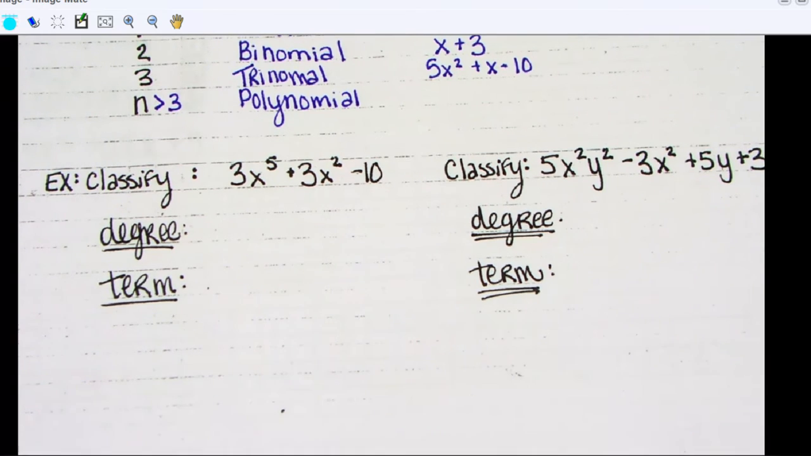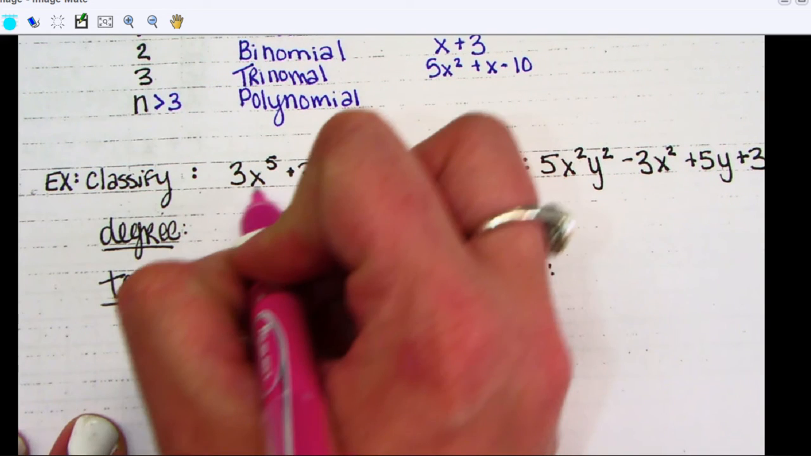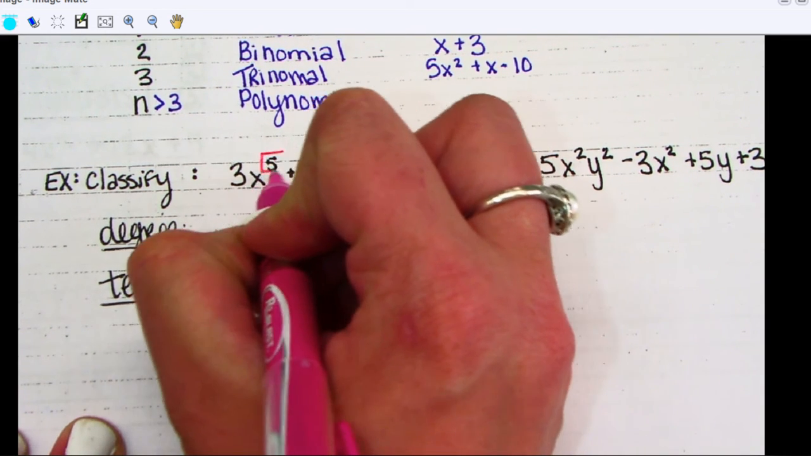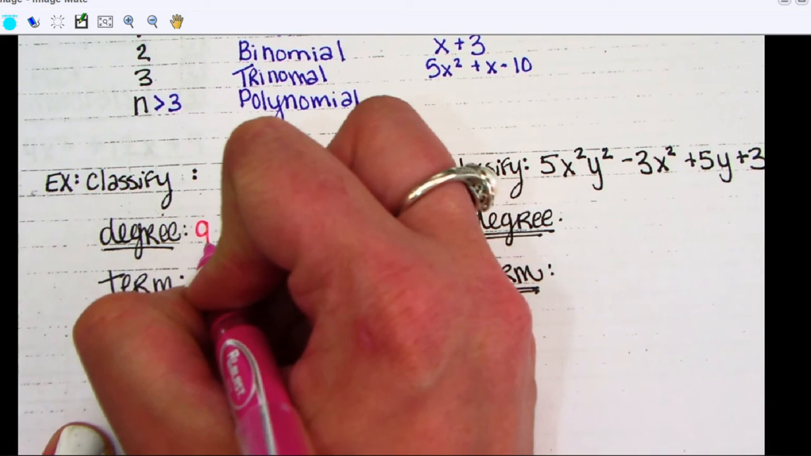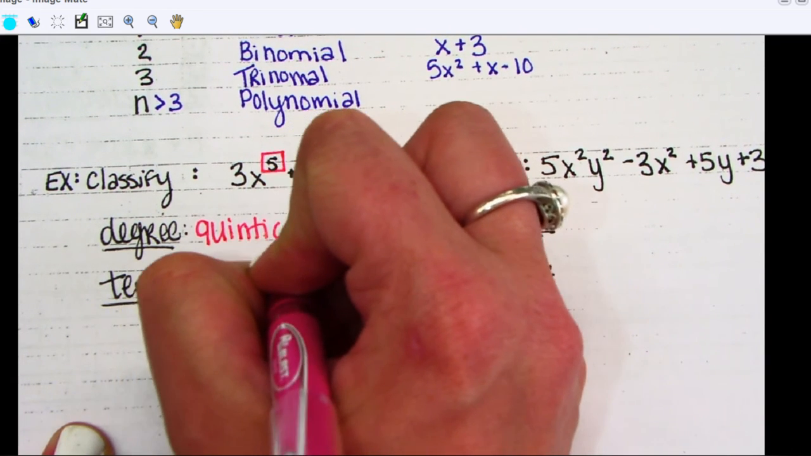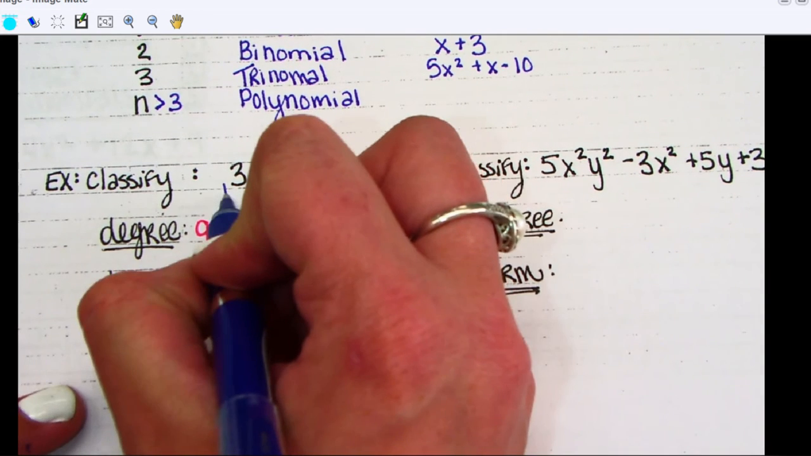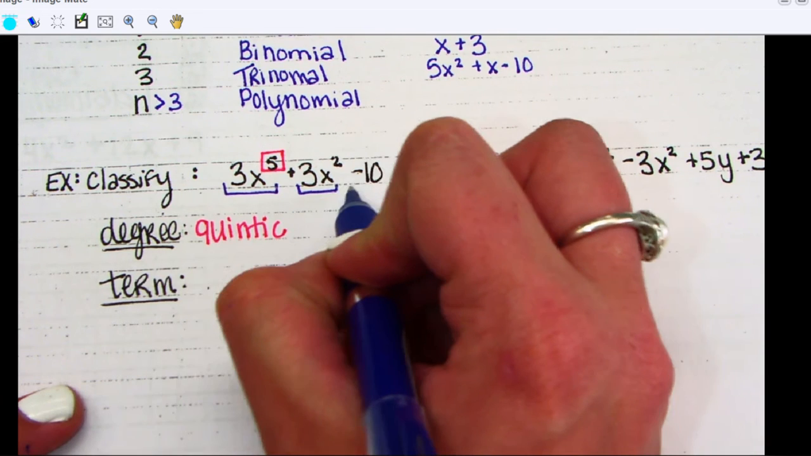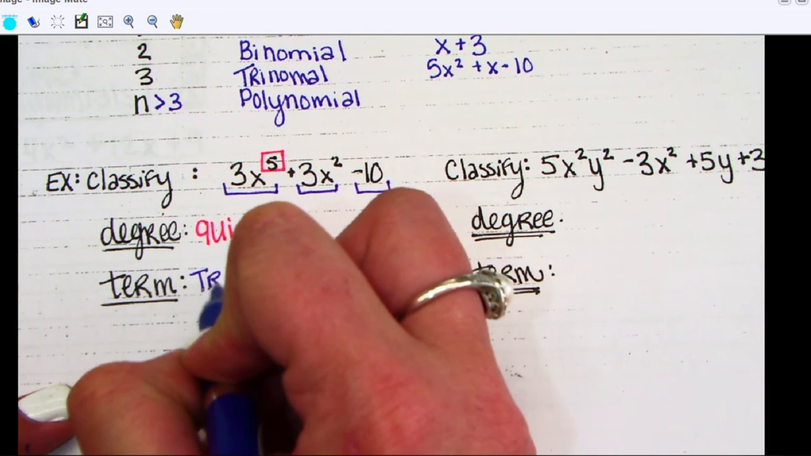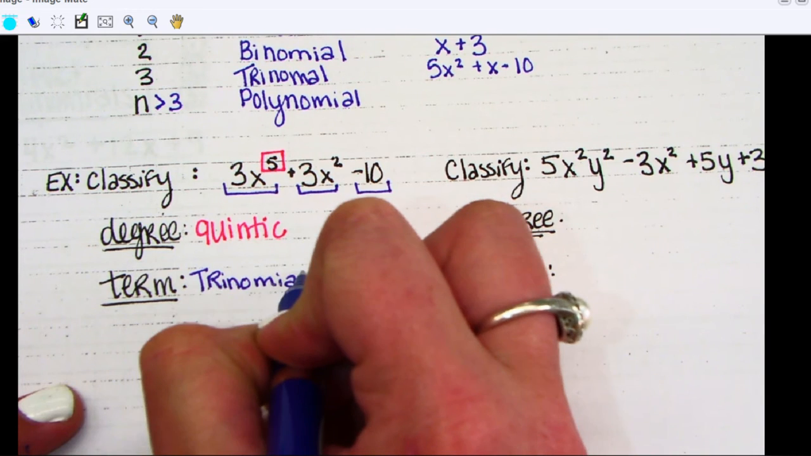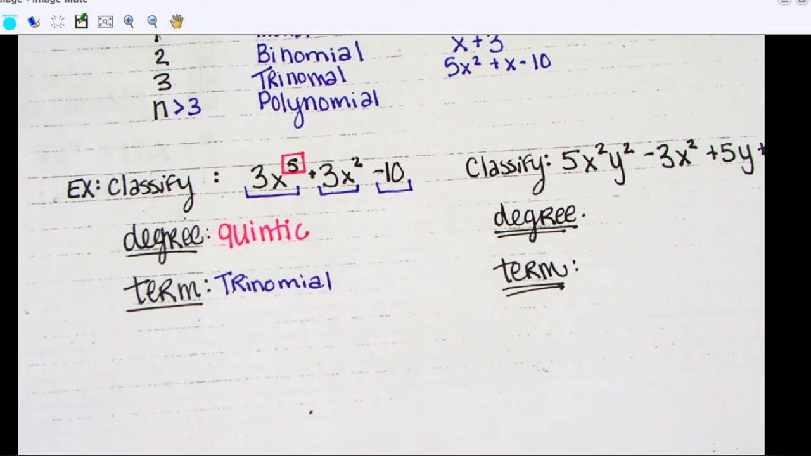So what is the degree of this first example? Okay, good, it is quintic. So notice how I have one variable here. My largest power is 5, so that is quintic. The degree is the largest power. How many terms? We were going to classify it by terms. Trinomial, 3 terms. I have 1, 2, 3, trinomial. So if we were going to classify that polynomial, we would call it a quintic trinomial.